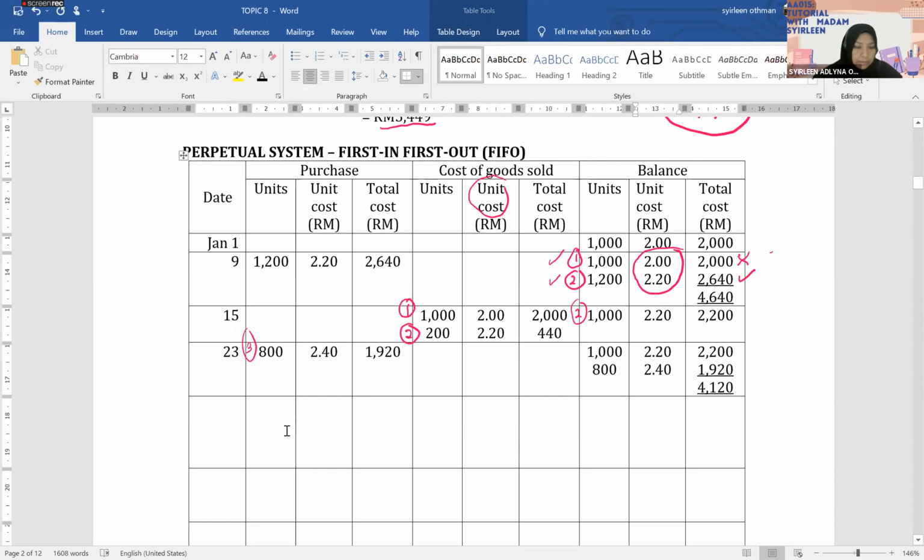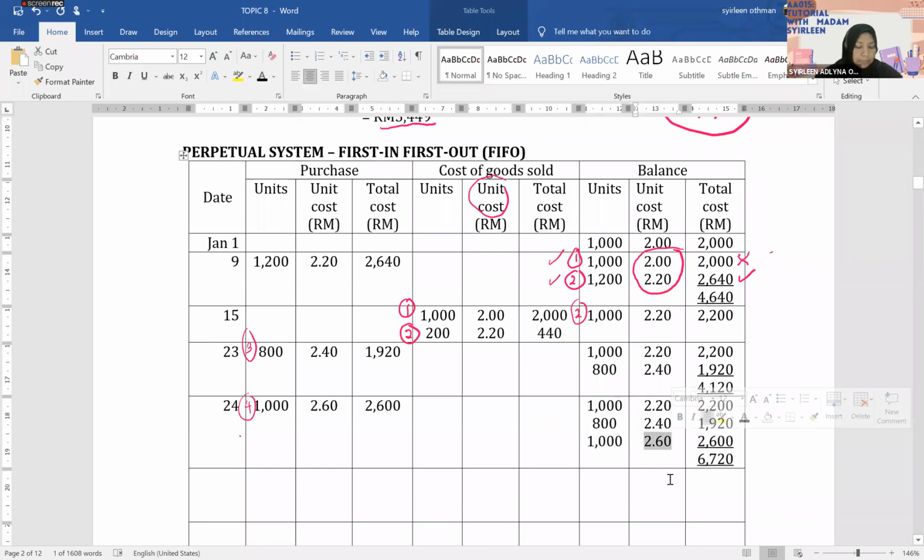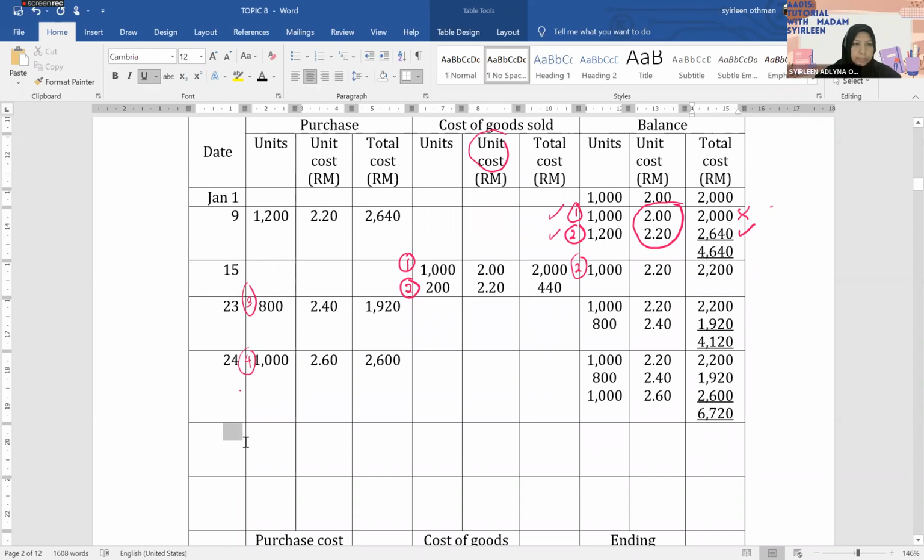Alright? Okay. And then on the 24th, betul. Kita beli lagi sekali. So the third, just now you have the third batch. So this one will be your fourth batch of inventory lah. Okay. So now inventory kita ada 3. Okay, 1,000 unit, 800 unit dan another 1,000 unit. Tapi kali ni the latest one lah with the price of RM2.60. So total all together on the 24th is 6,720.